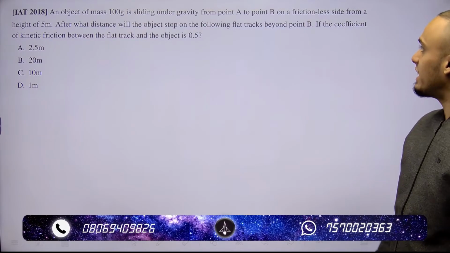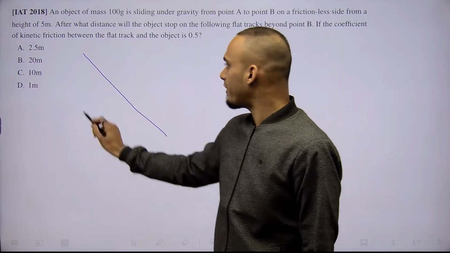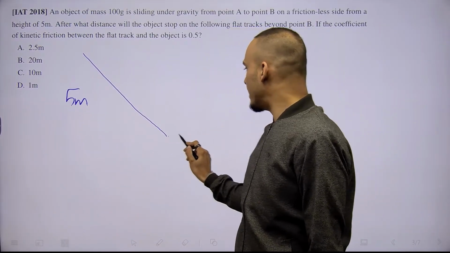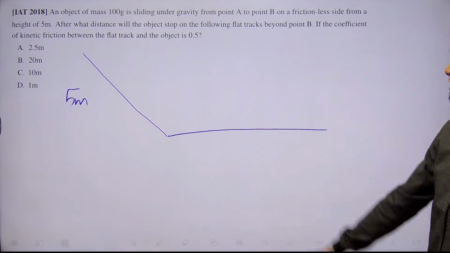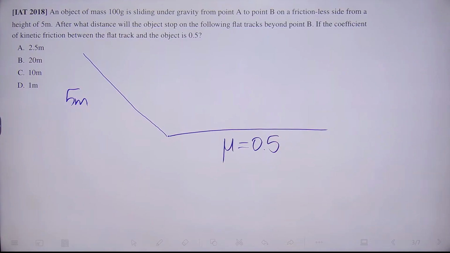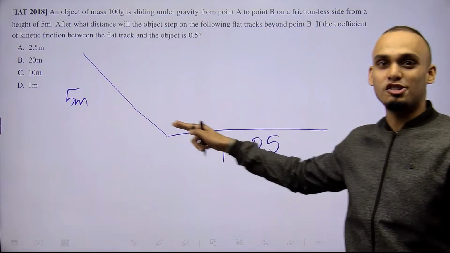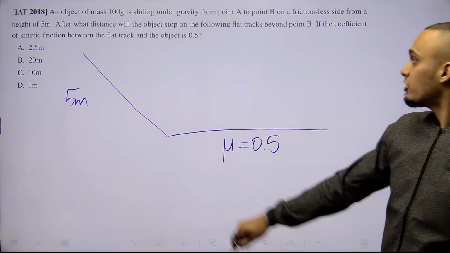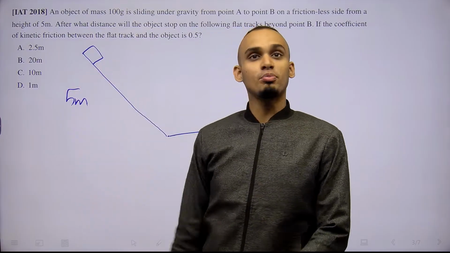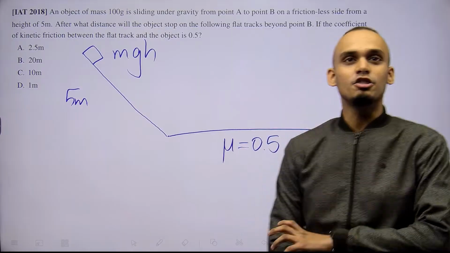Now this question says that an object of mass 100 grams slides from a height of 5 meters and then enters a flat surface which has a coefficient of friction of 0.5, and we are asked what will be the work done by the kinetic friction. Now we know that conservation of energy holds for the entire duration of its motion. Since the object starts from rest at the highest point, it has a potential energy of mgh at this point.